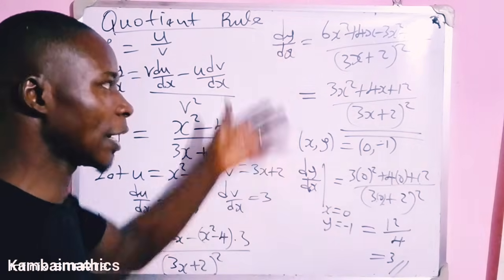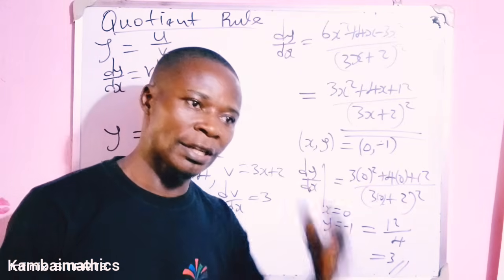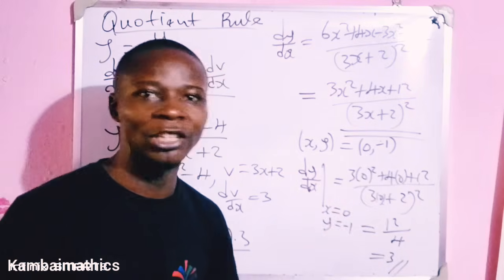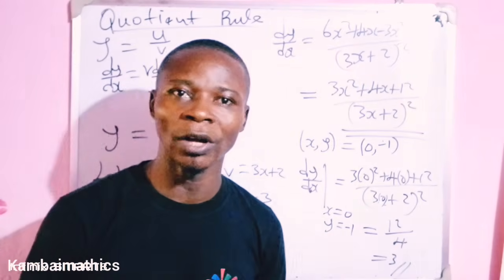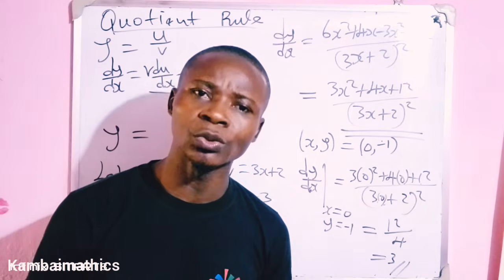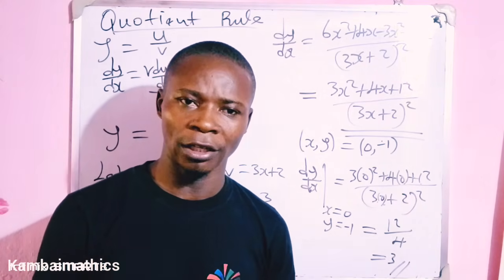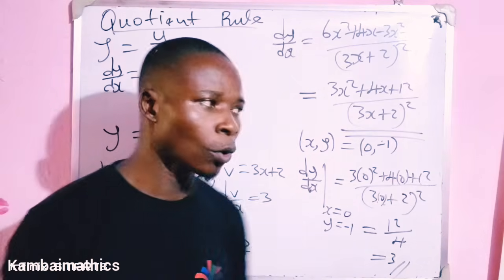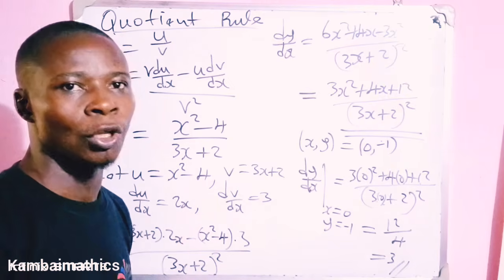So there are times that we can be asked to find the derivative or the gradient of a function at a point. So in this case, the gradient is what? It is 3. So this is how we solve problems when it comes to differentiation using a quotient, or a function that has a numerator and a denominator. Because of the complexity of this, I would like to take another example before we proceed.